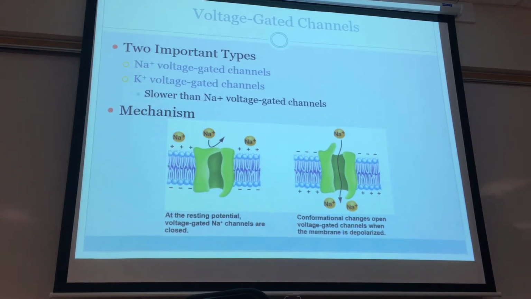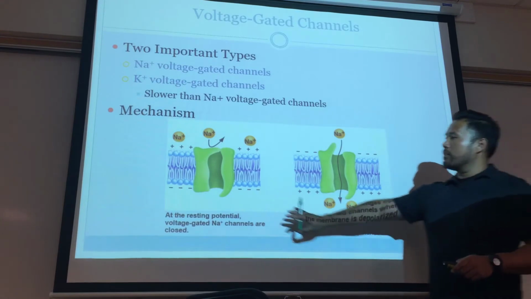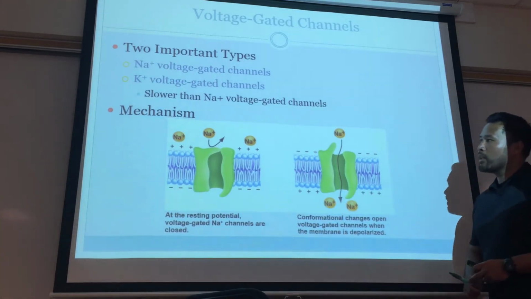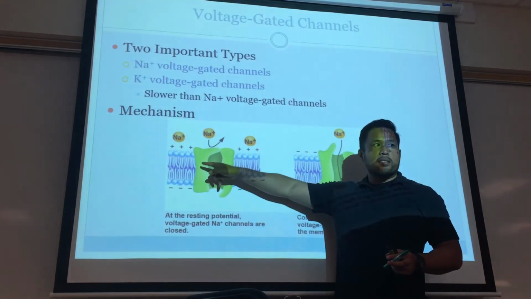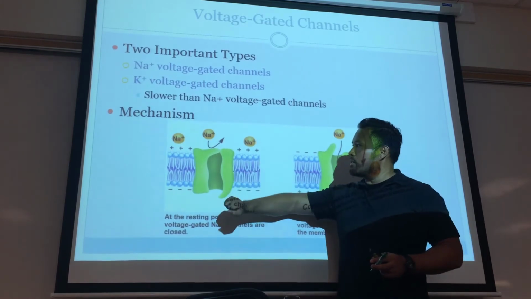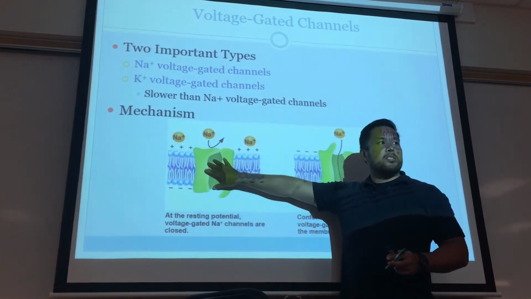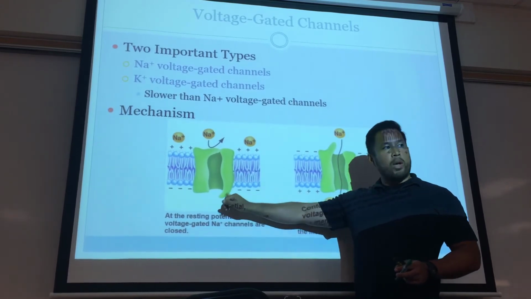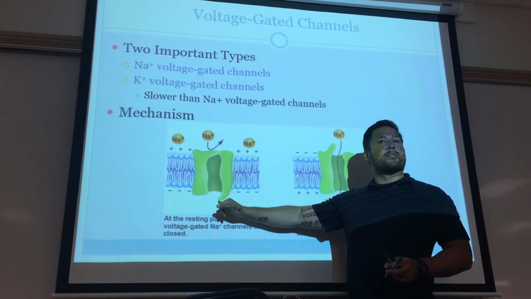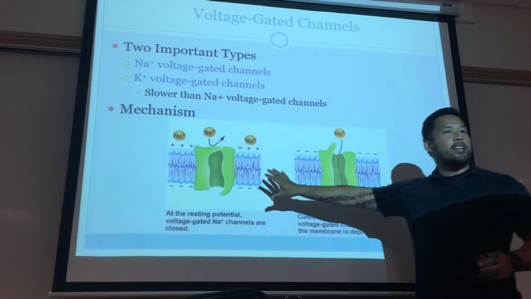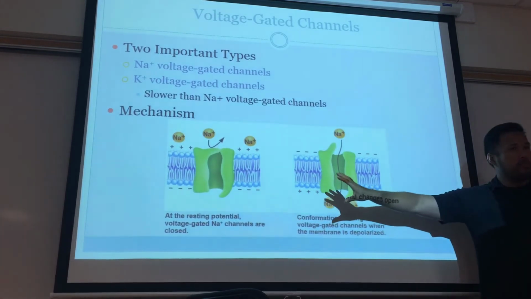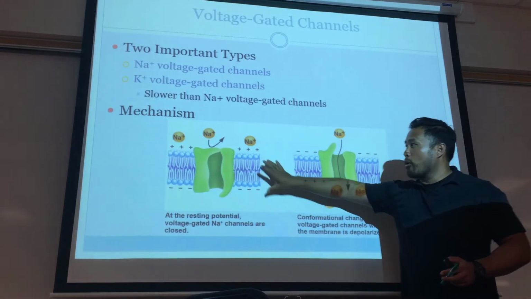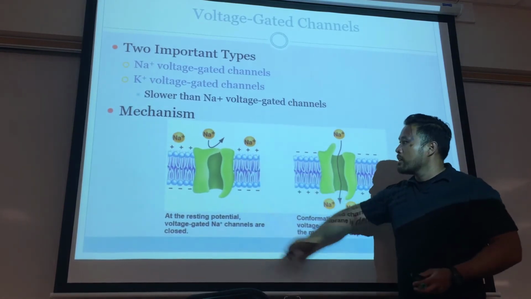And looking at the mechanism, here we're looking at our sodium voltage-gated channel. When our cell is at rest, our gate is closed. We've got an activation gate that's closed over here, and less importantly, we have an inactivation gate that's open over here. But at rest, what millivolts are we at? Negative 70. So therefore, it's closed at negative 70.